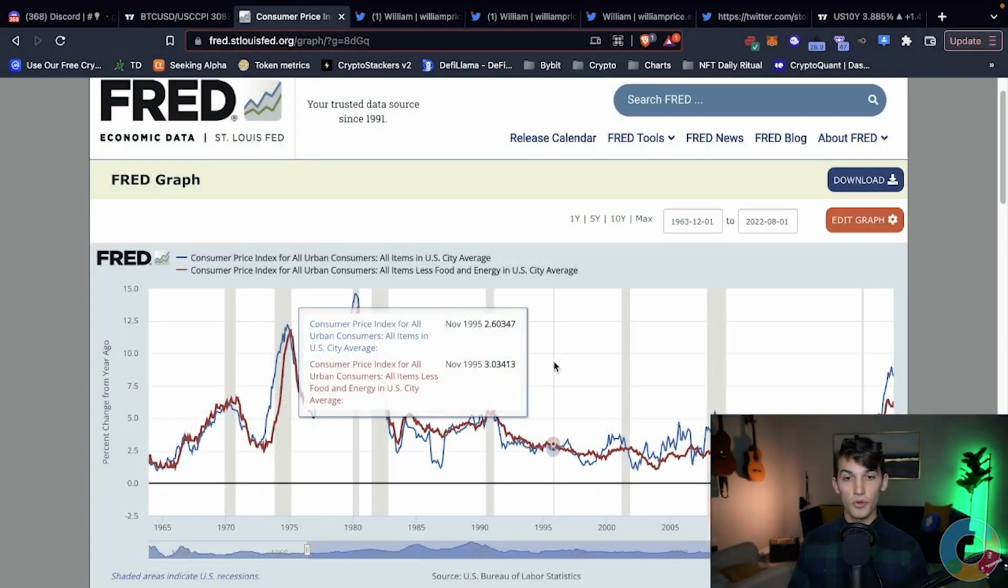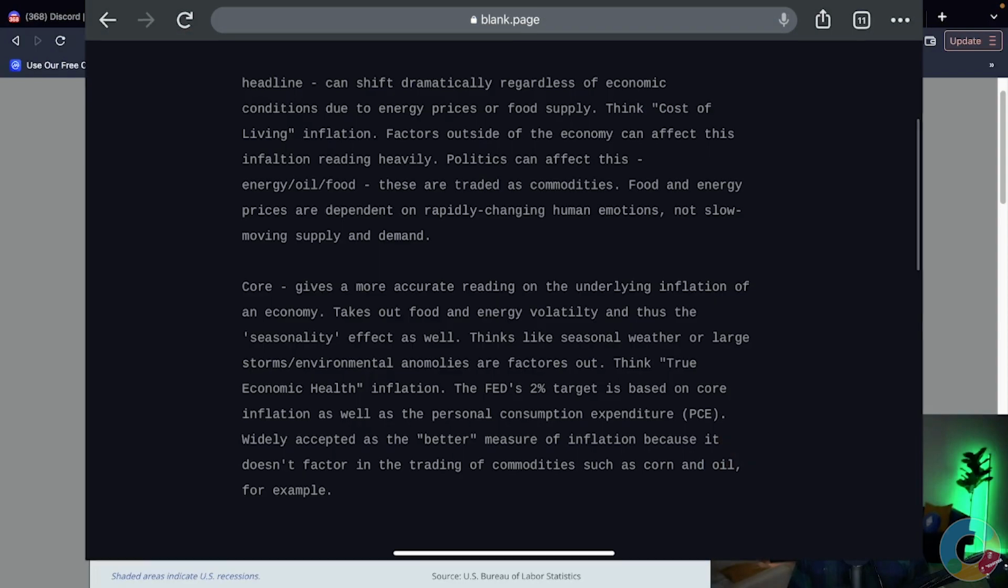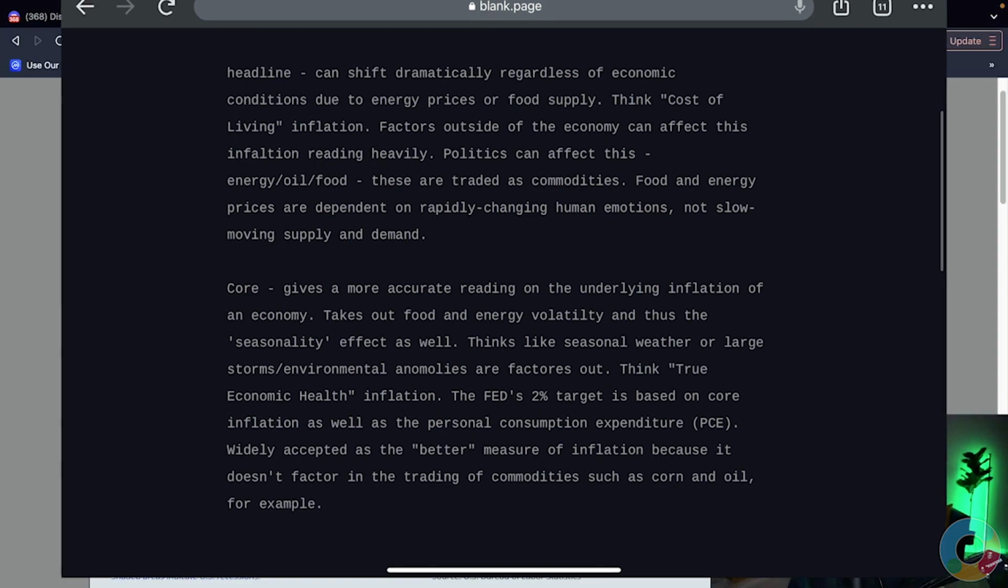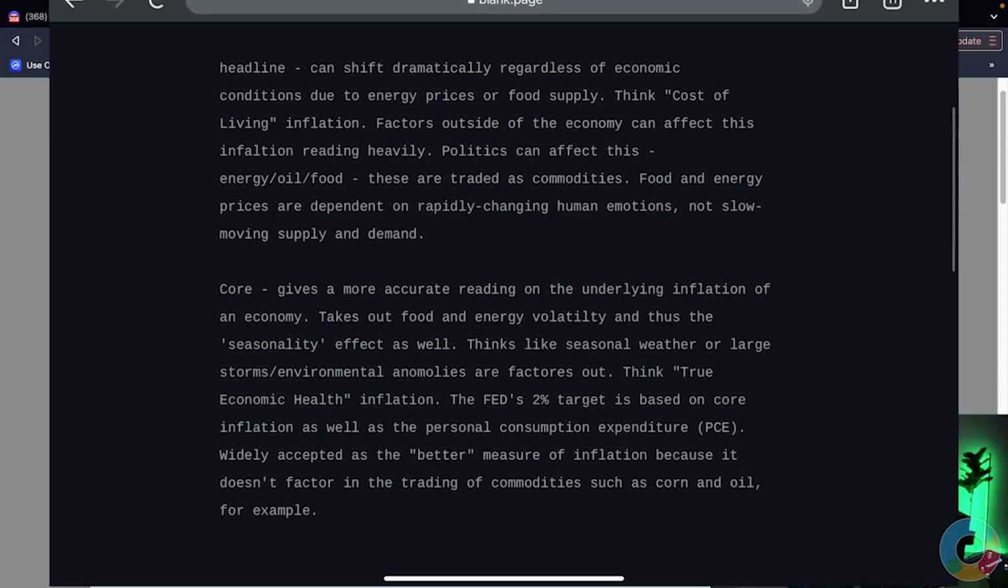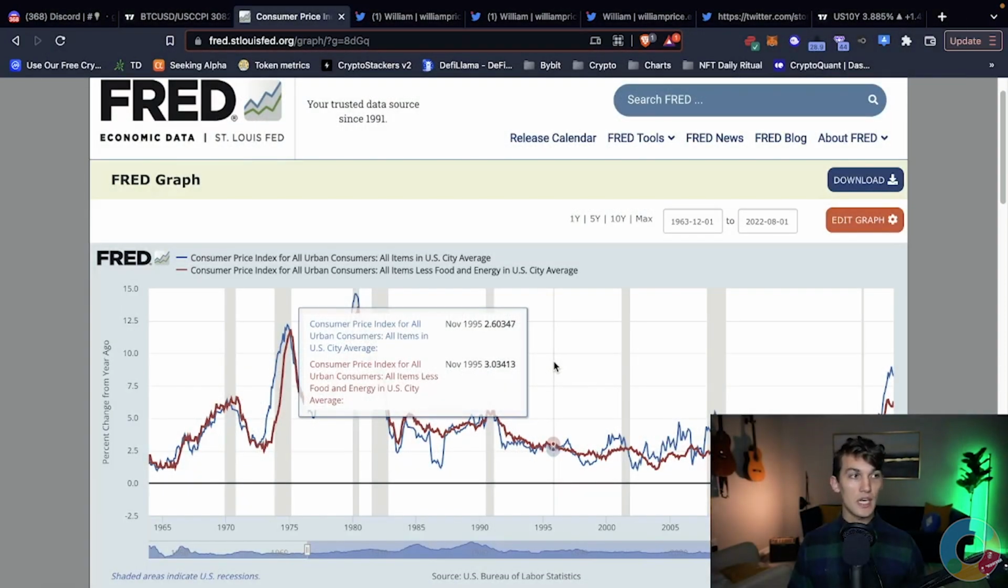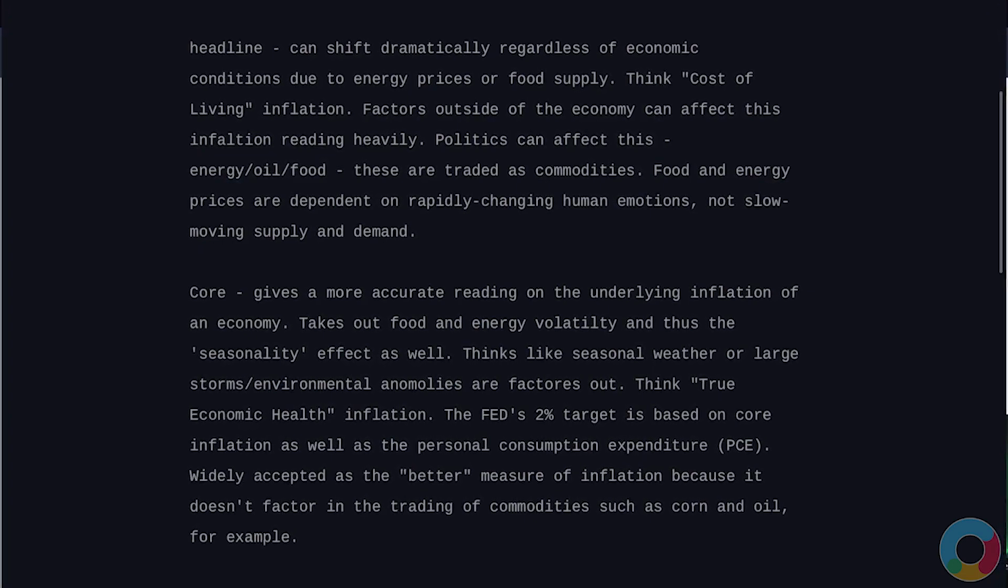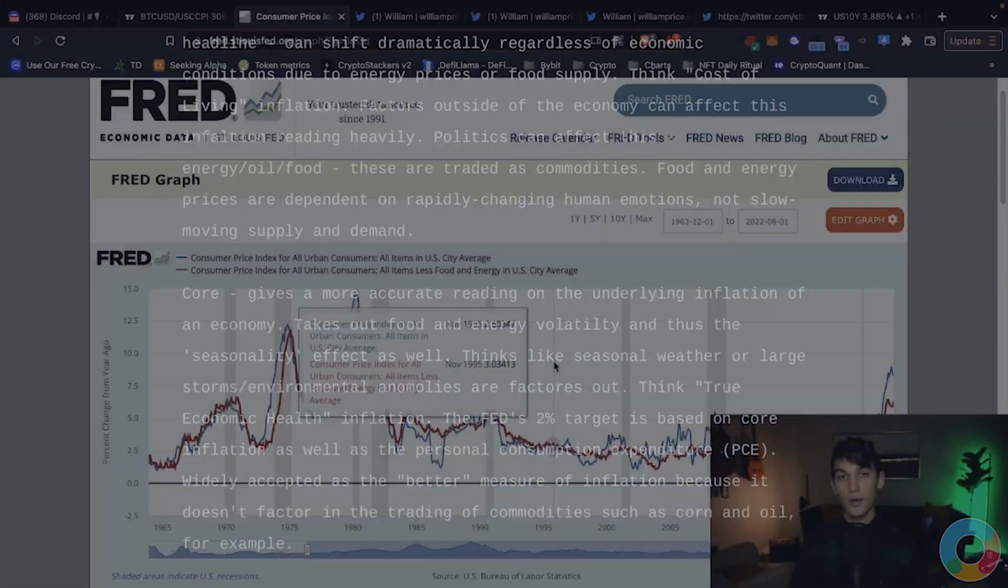So that's a little prelude to what core CPI seeks to track. It tries to take out the emotional aspect of what the headline CPI captures, and it tries to more accurately capture inflation based solely on supply and demand dynamics. The core CPI gives a more accurate reading on the underlying inflation of an economy. It takes the food and energy volatility and thus the seasonality effect out as well. Seasonality is when you have changes in certain commodity prices just based on the seasons. Things like seasonal weather or large storms or environmental anomalies are factored out. Think true economic health inflation.